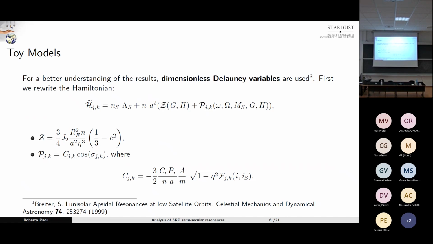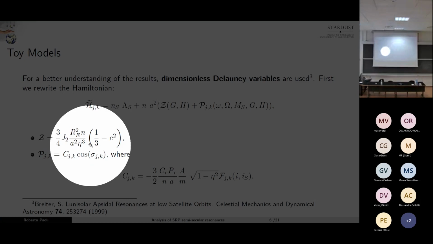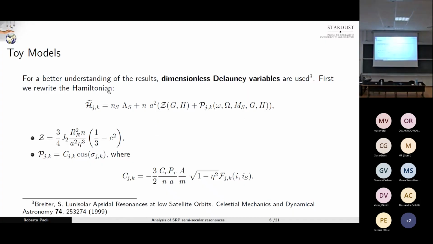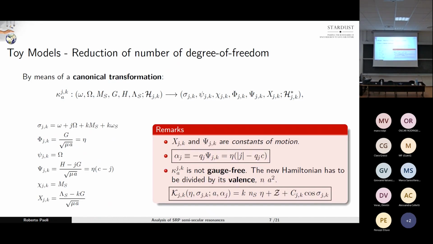This is due to a framework by Rey in this extremely nice paper about lunisolar secular resonances. So the idea is to proceed similarly to what he did. We rewrite the Hamiltonian in this form. We have this term n a squared, which is multiplying the formulas for the effect of the J2 and of the perturbation due to solar radiation pressure.